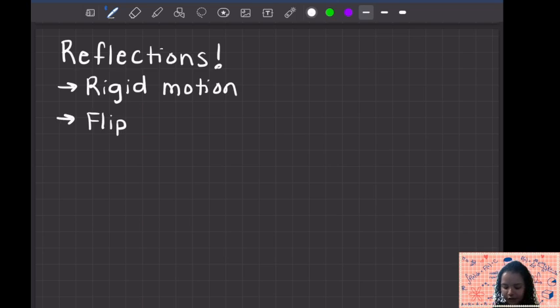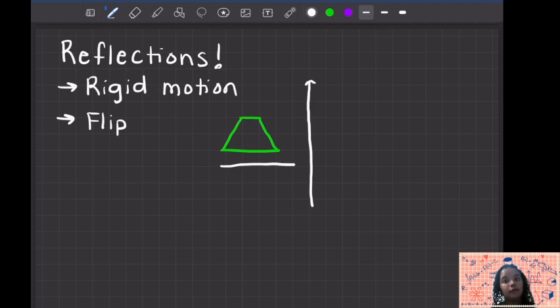So the idea of a reflection, and let me pick a pre-image where you can clearly tell that it's been flipped. Let's say we have something like this. So kind of like a trapezoid, I guess you could say. Actually, let's just do a trapezoid. And I decide that I want to flip that trapezoid. Let's say this is my coordinate grid right here. And I want to flip that trapezoid over the y-axis. Okay, so I'm going to grab that trapezoid and flip it over the y-axis.